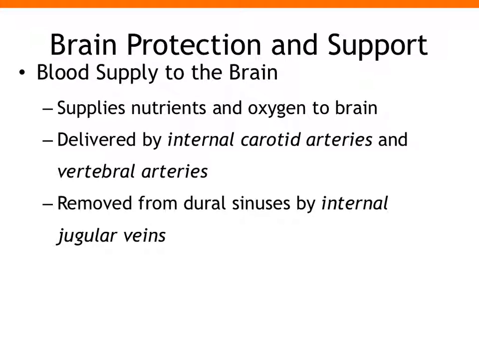Brain protection and support. The brain is protected by something called the blood-brain barrier and the meninges. The blood supply to the brain is very important. Number one, it supplies nutrients and oxygen to the brain, and it's delivered by the internal carotid arteries and the vertebral arteries. And the blood is removed from the dural sinuses by the internal jugular veins.